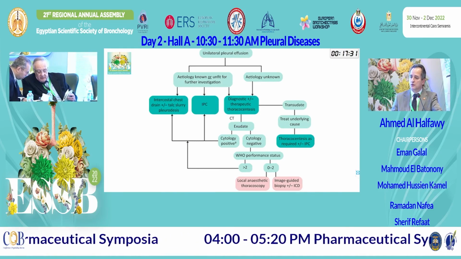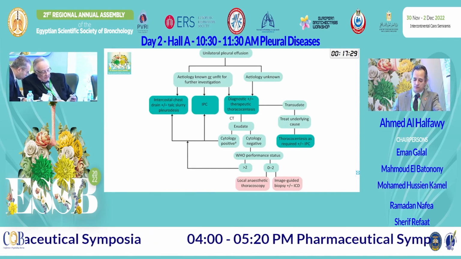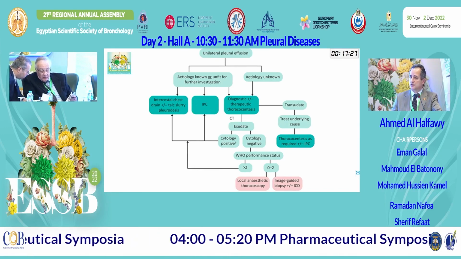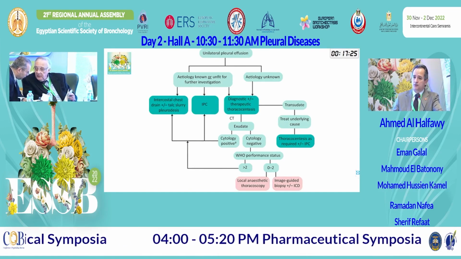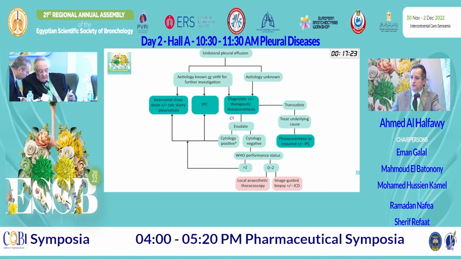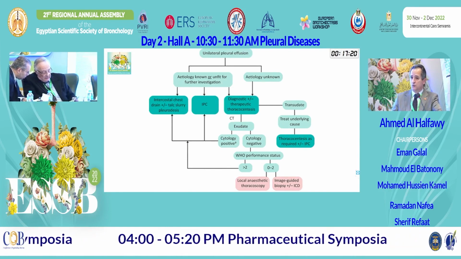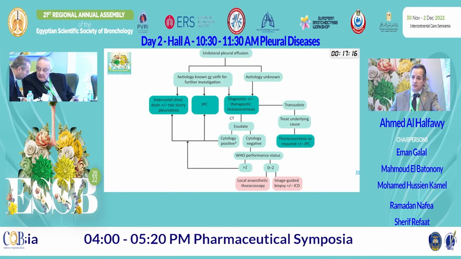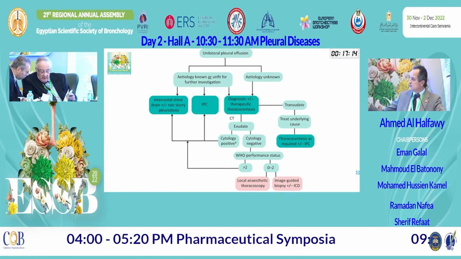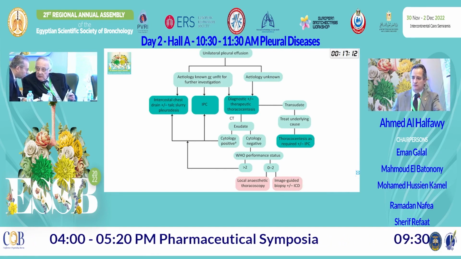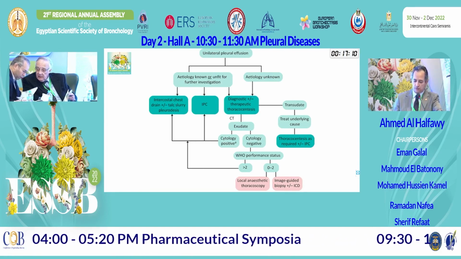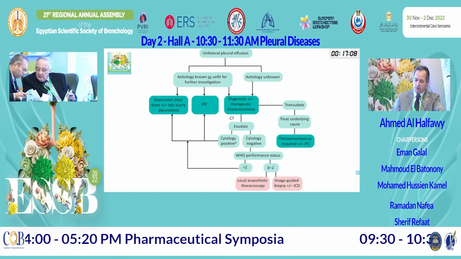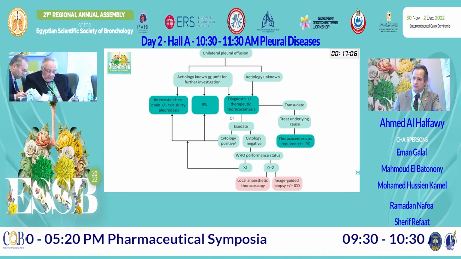First, determine whether it's an exudate or a transudate. Look at the cytology. If it's positive for malignancy, then we look again at the performance status of the patient. If he's fit, then we can go on for thoracoscopy. Transudates are not our major concern, but we will concentrate on the unilateral exudative pleural effusion.